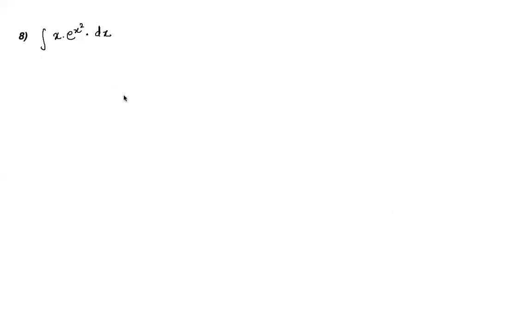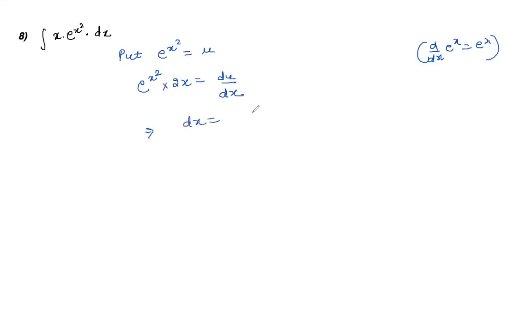Now in this question, what I can do is substitute e raised to power x raised to power 2 equals u. Now I'll differentiate both the sides. So we know the differentiation of e raised to power x is e raised to power x. So I'll differentiate this function. It would be e raised to x power 2 into 2x equals du by dx. Or I can say the value of dx is equal to du upon 2x into e raised to power x raised to power 2.